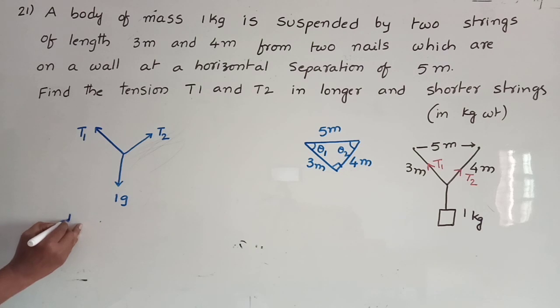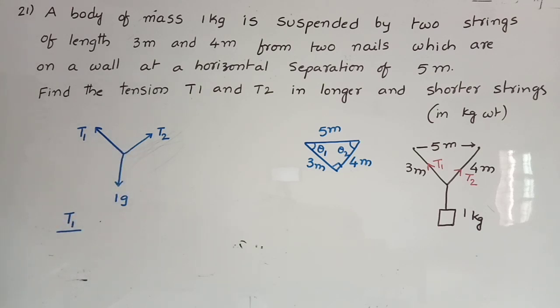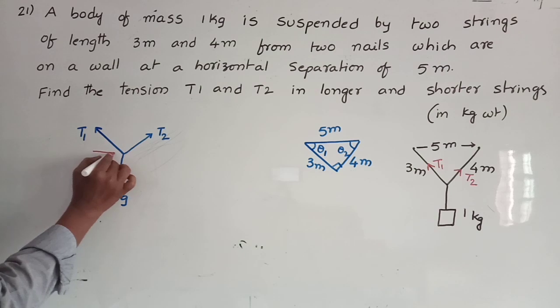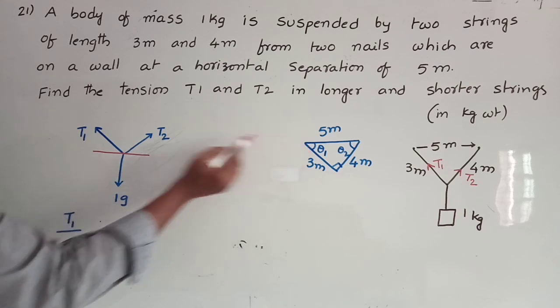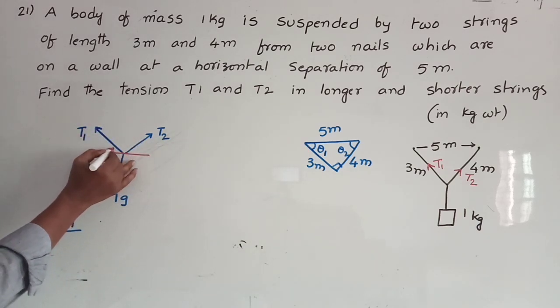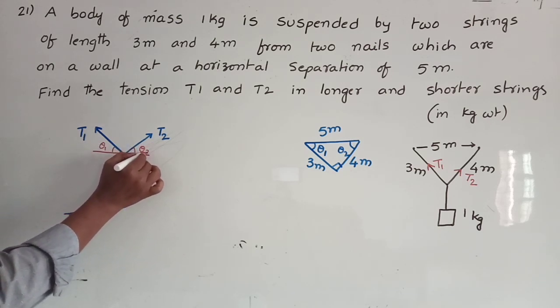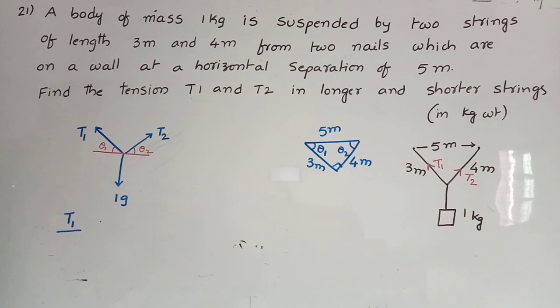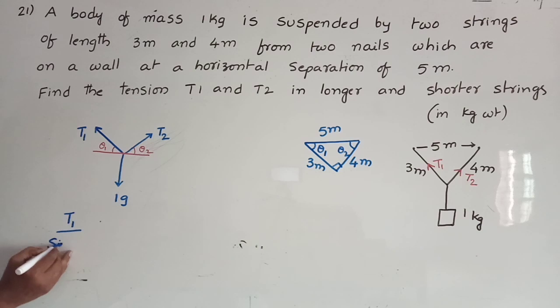So from Lami's theorem we can write T1 divided by the sine of the angle between these two forces, T2 and 1 kg. We don't know the angle between these two. That's why we should draw one horizontal line at the point of intersection. Here this makes theta 1 with the horizontal, so it also makes an angle theta 1 here, and it makes an angle theta 2 here, because alternate angles are equal. So this is 90 plus theta 2, sin of 90 plus theta 2 we can write.